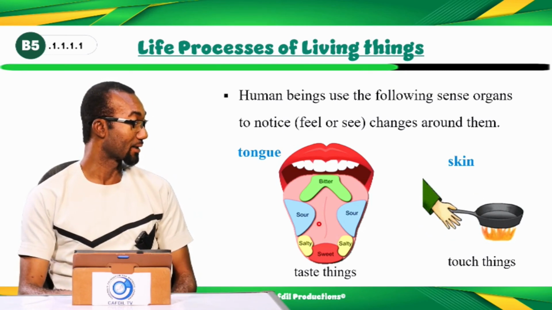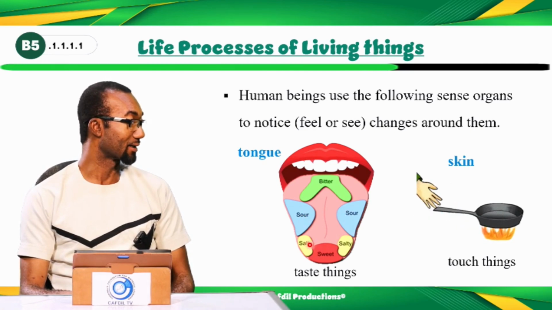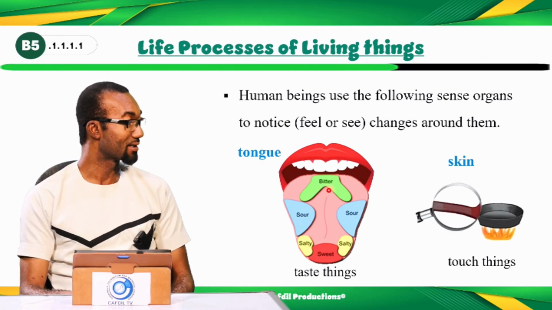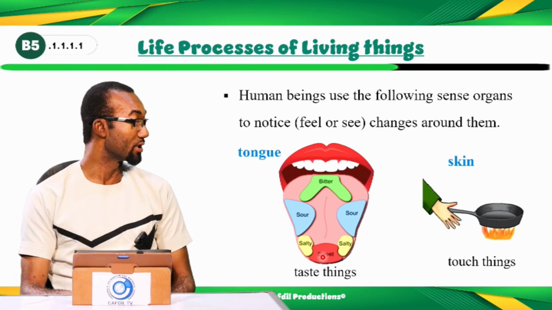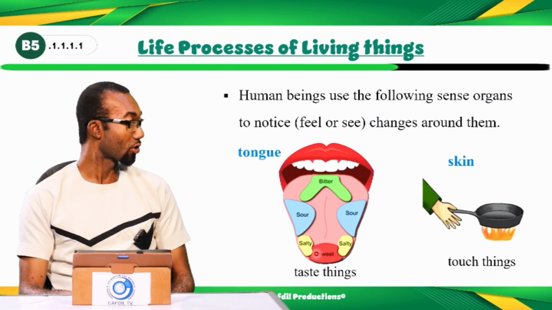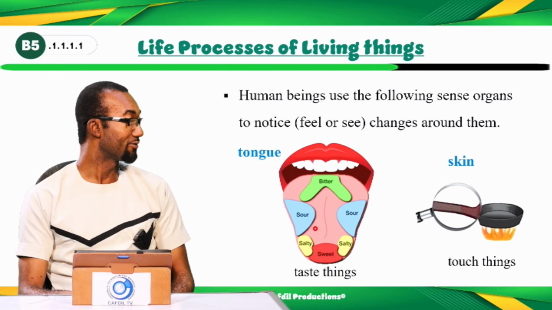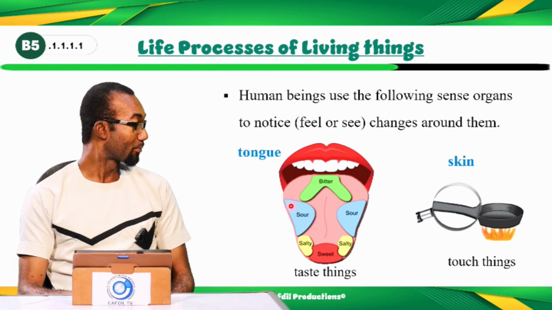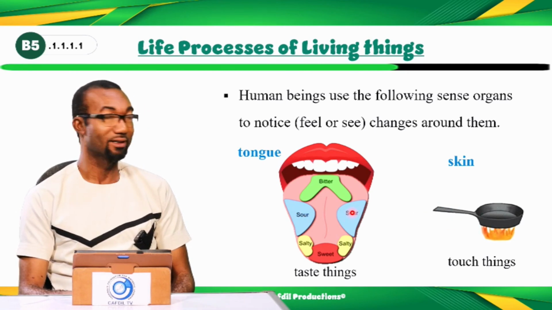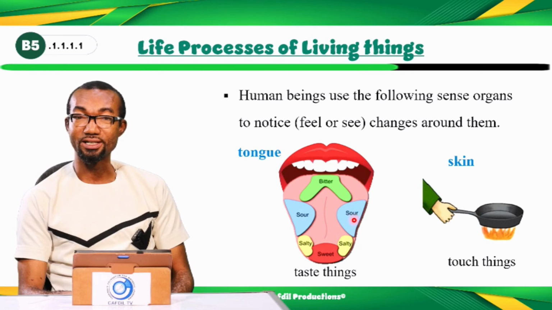If you look at the tongue, we have different aspects of the tongue that taste different types of food. So if the food is sweet, this part of the tongue, the red portion here, will tell you that what you tasted is sweet. If the thing is salty, this aspect of the tongue will tell you that what you tasted right now is salty, the yellow part. If the thing is sour, like taking a lemon, this portion of the tongue will tell you that what you tasted is sour.